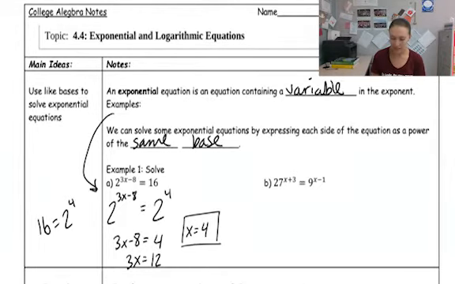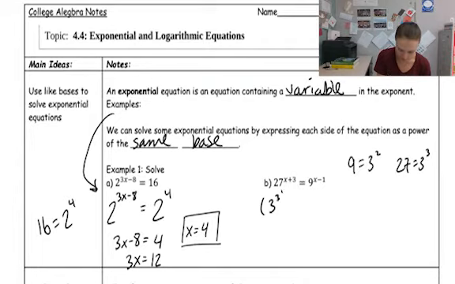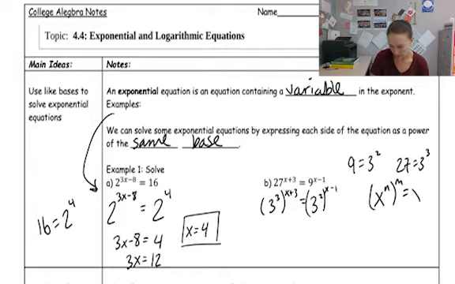All right, part B is the same idea, just a little different because we have to convert both sides. So 9 is 3 squared and 27 is 3 cubed. So I'm going to rewrite these as 3 cubed to the x plus 3 equals 3 squared to the x minus 1. Now note, x to the n to the mth power is x to the n times m. So we have an exponent and then raised to another exponent, we're going to multiply the exponents together.